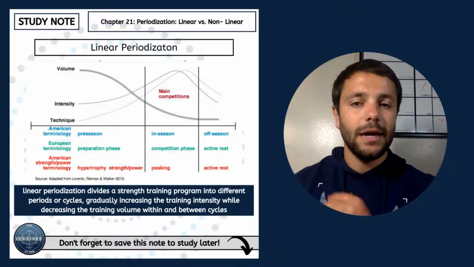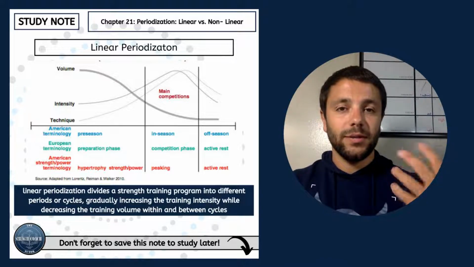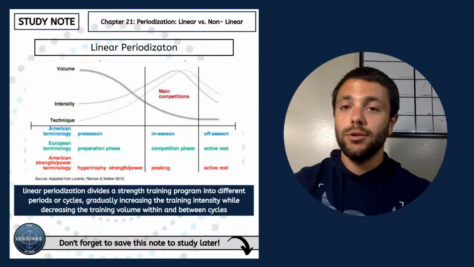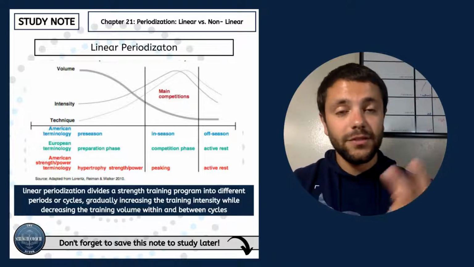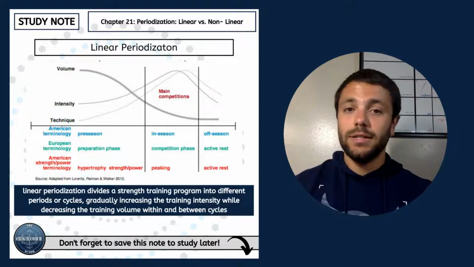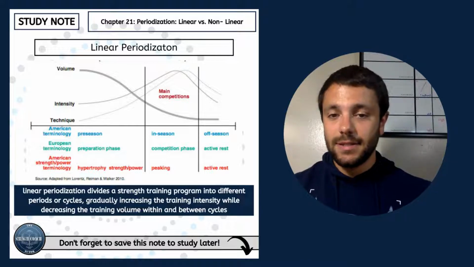There's not a lot of skill proficiency needed for most of these movements that we're going to perform during this time period. However, once we transition into the preseason, we're going to incorporate more strength and power based activities. We're going to start incorporating some plyometrics, some Olympic lifting, whatever it is, any explosive types of drills that we're going to do to get ready for our in-season time period.